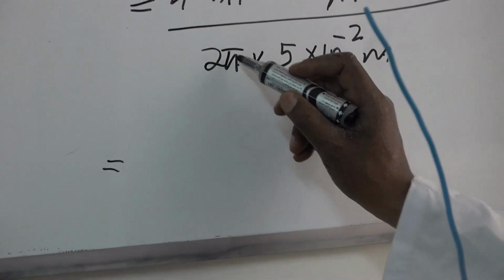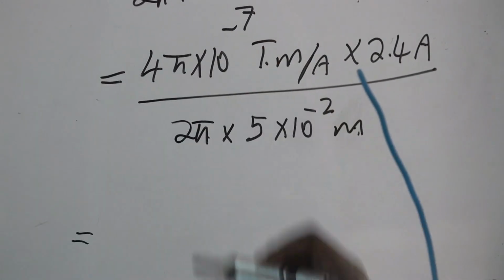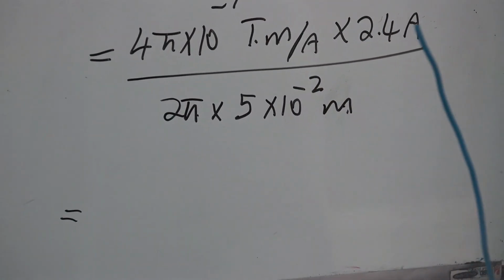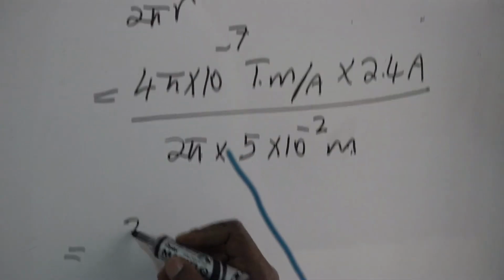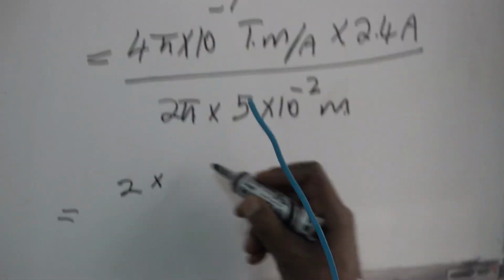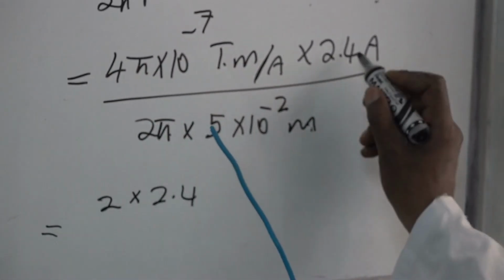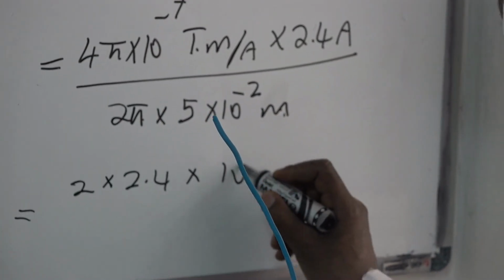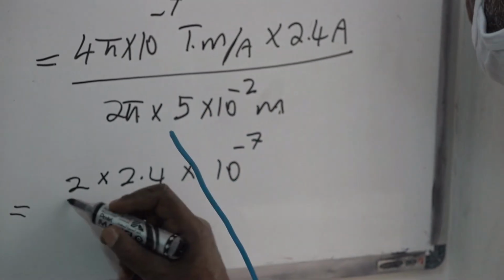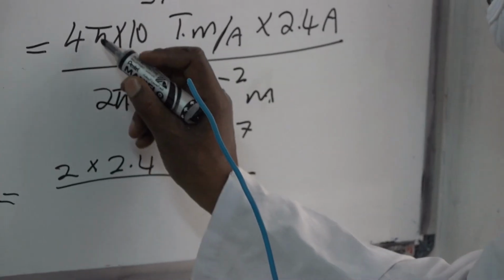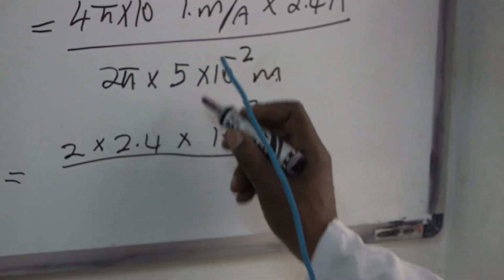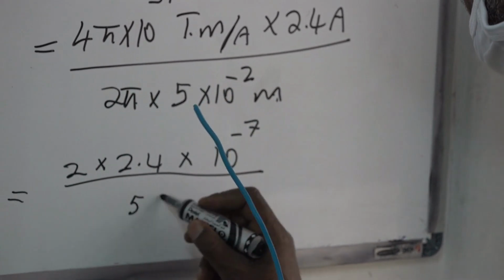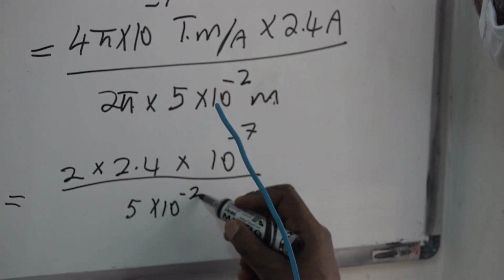So 2 pi cancels 4 pi, you get 2. It's a very simple problem now. You have 2 times 2.4, this one, times 10 to the power of minus 7, divided by, remember, by 2 pi we cancel 4 pi, we got 2 here, and I have 5 times 10 to the power of minus 2.